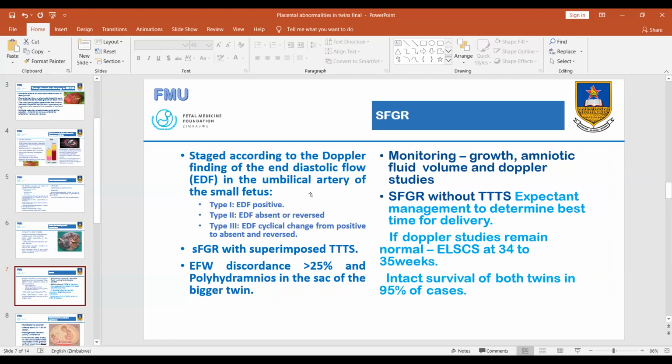For the purposes of management, we can stage selective fetal growth restriction according to the Doppler findings of the smaller twin. So if the baby is just small and the Doppler studies are normal, it's type 1. But if the Doppler studies of the umbilical artery become abnormal, it becomes type 2, and in type 3, the findings may actually be cyclical from normal to absent end diastolic flow to reverse end diastolic flow in the umbilical artery of the smaller twin.